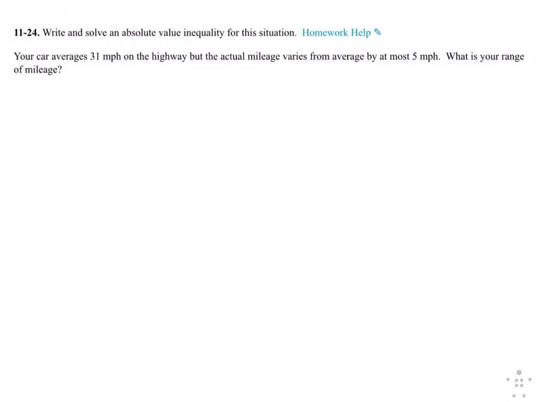Okay, for 1124, they are saying that your car averages 31 miles per hour on the highway, which is interesting. And then it says it varies by at most 5 miles, right?